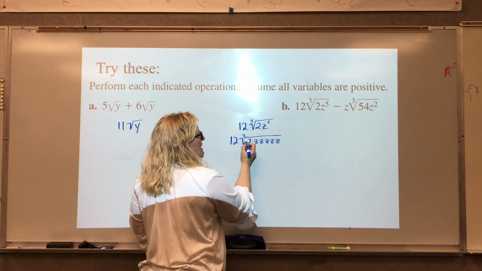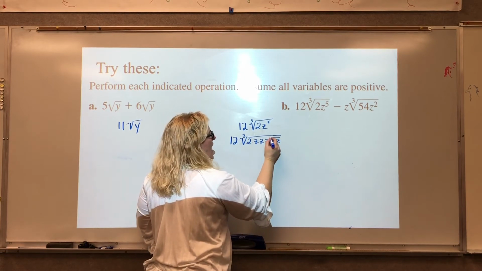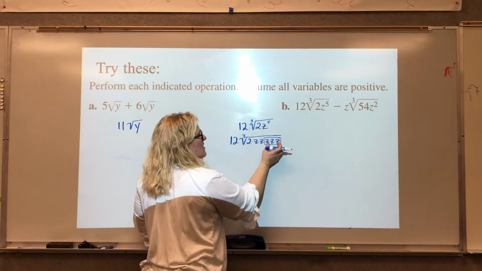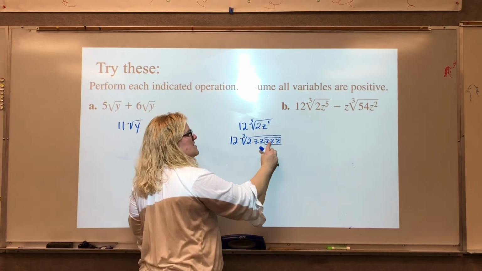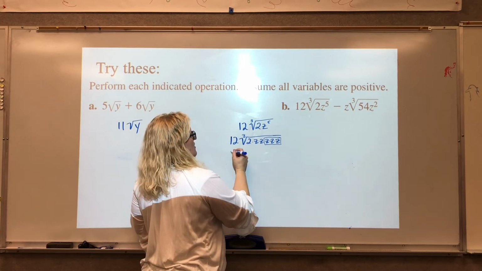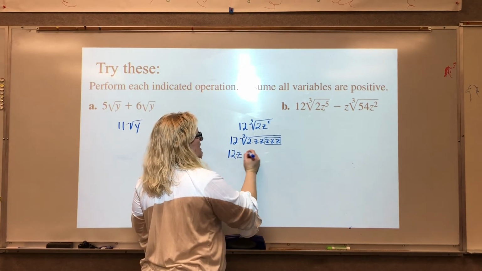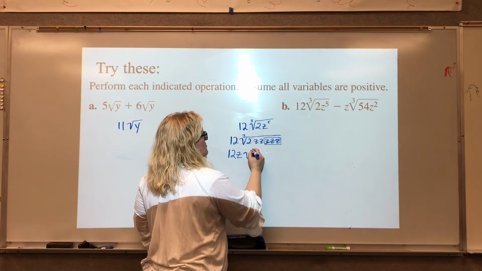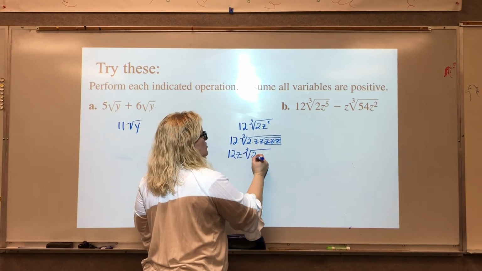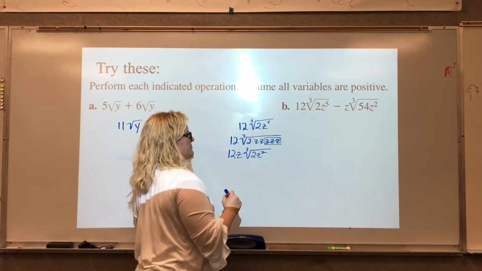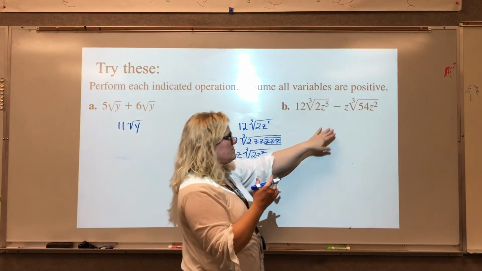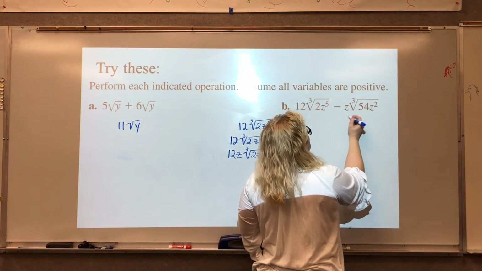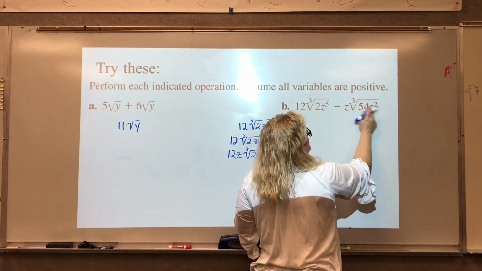The index tells me how many of these spit out 1 out front. So I have to have 3 z's for 1 to come out. So this is going to be 12z, this is now gone, times the cube root of 2z squared. So that's that simplified. Now over here, I have z squared already.